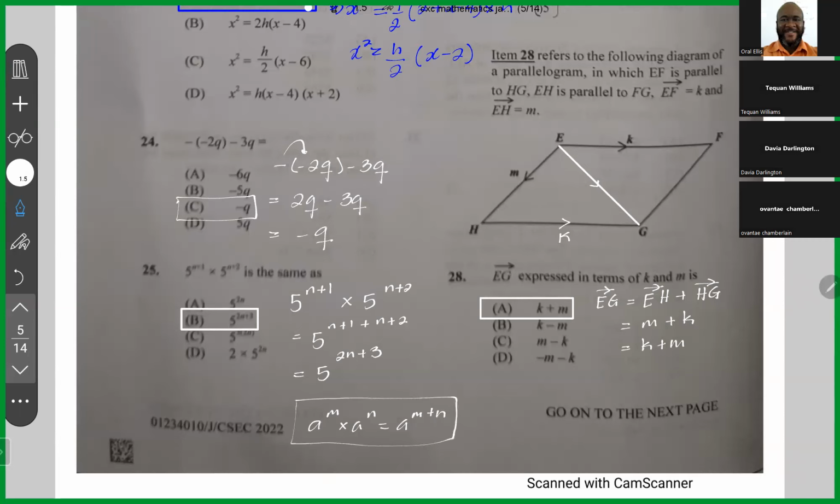And essentially, what it says is, if you're multiplying and the base is the same, you add the indices. Now, the base is 5 and 5, so the base is the same, we add the indices. You have n plus 1 plus n plus 2. N plus n is 2n, 1 plus 2 is 3. The answer is 5 to the 2n plus 3.